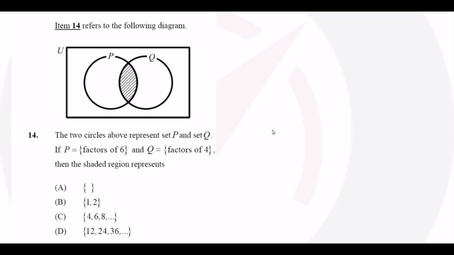Question 14 refers to the following diagram. The 2 circles above represent set P and set Q. If P equals the factors of 6 and Q equals the factors of 4, then the shaded region represents what? So we know this shaded region represents P intersect Q. That means what is common to both set P and set Q.